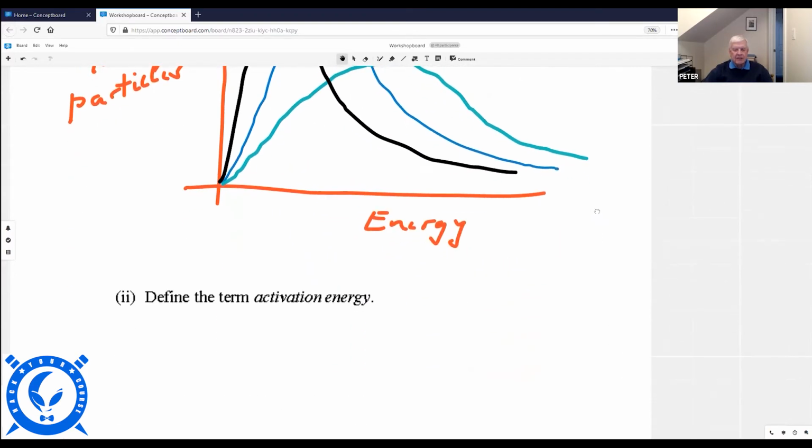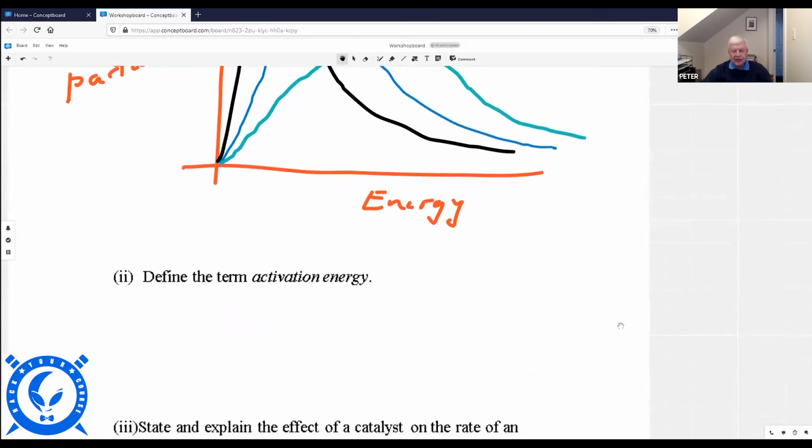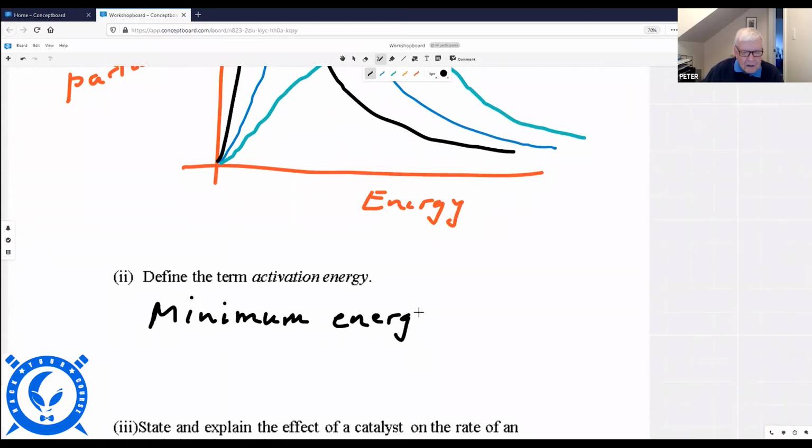So then the question is asked, what do we mean by the term activation energy? And my favorite answer to this one is to simply indicate it's the minimum energy required for a reaction to occur. Whoops, why am I writing in black? Well, we'll go in black. The minimum energy required for reaction to occur.